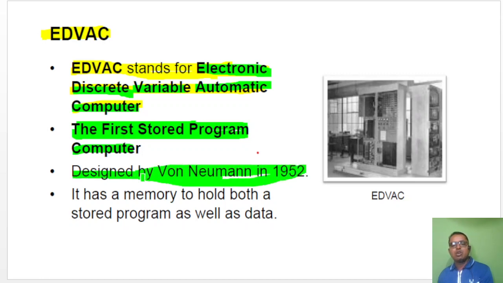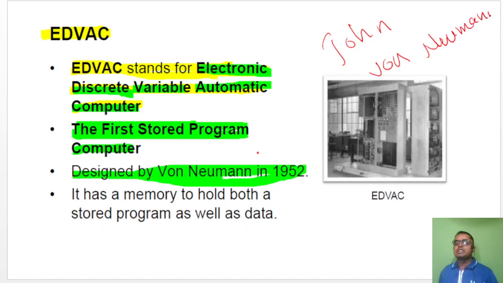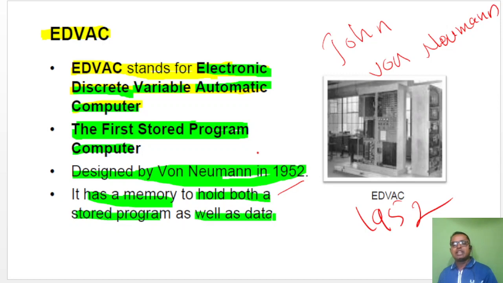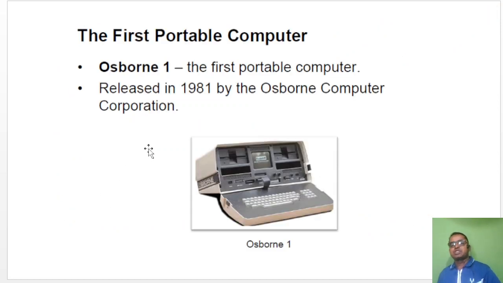Remember this one, John von Neumann. It was designed by John von Neumann in the year 1952. It has a memory to hold both a stored program as well as data. What is the specialty of this computer? It has a memory to hold both the stored program as well as data.